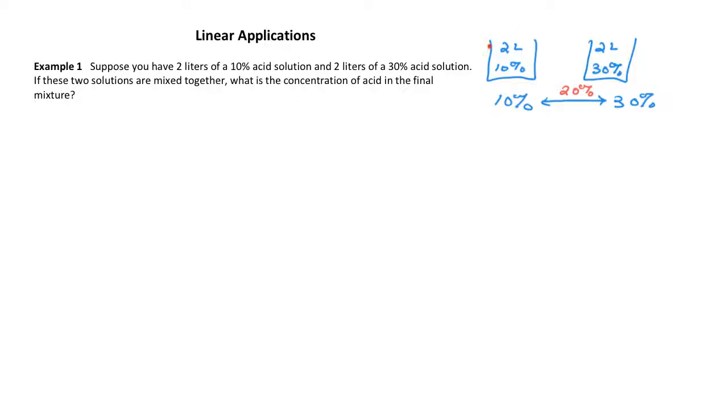If for some reason I had 4 liters versus 2 liters, then that would pull the answer closer to 10%. Or if there was more of this stuff, the answer would be closer to 30%. But they're equal in amounts, so I'm thinking it's going to be right in the middle for the concentration. To verify this with an equation, we're going to set up two sides, where one is what we're mixing together, and the other is what we end up with in terms of the total acid.